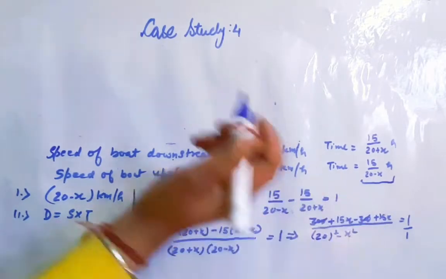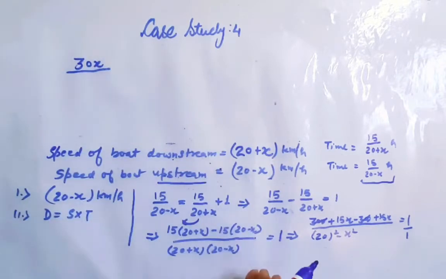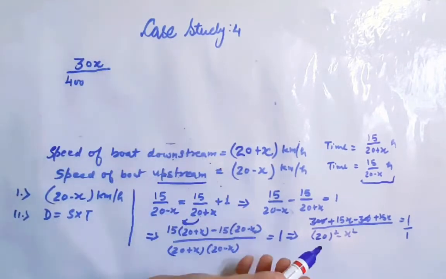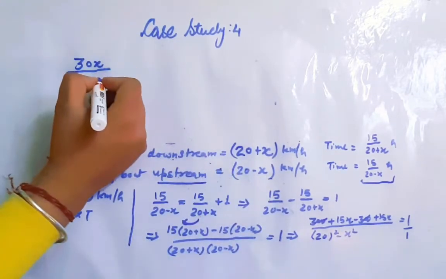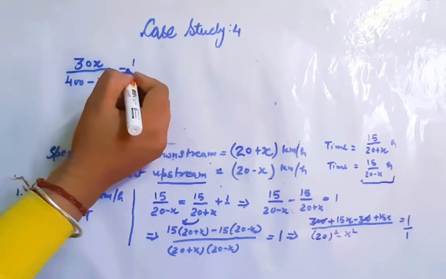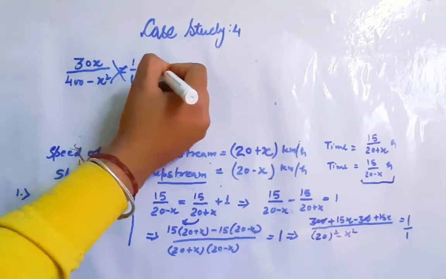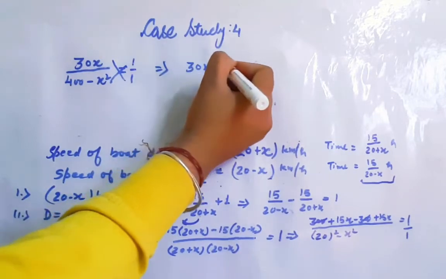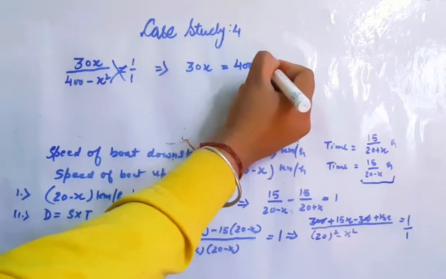15x plus 15x is 30x upon 20 square, which is 400, minus x square, is equal to 1. Upon nothing is there, you can put 1. Cross multiply now. This will be 30x equals 400 minus x square.